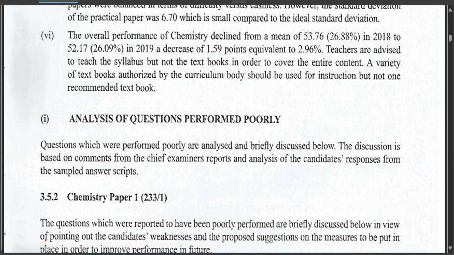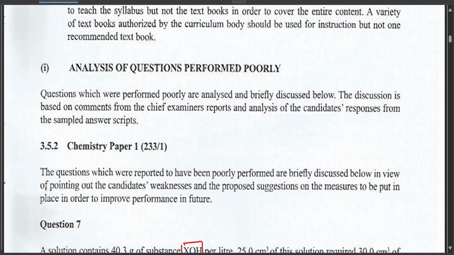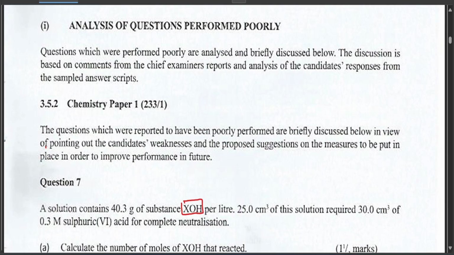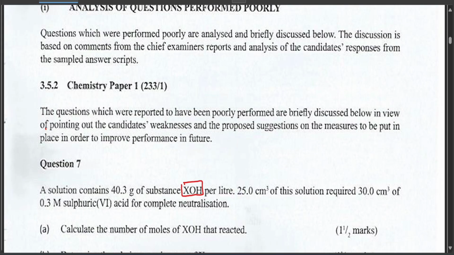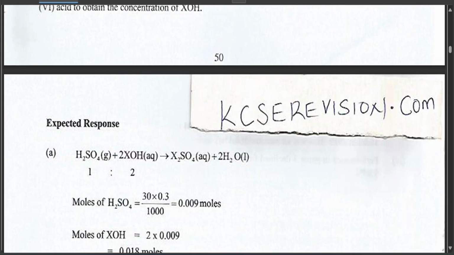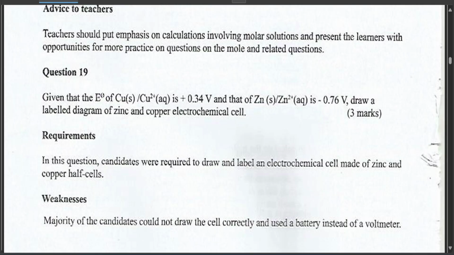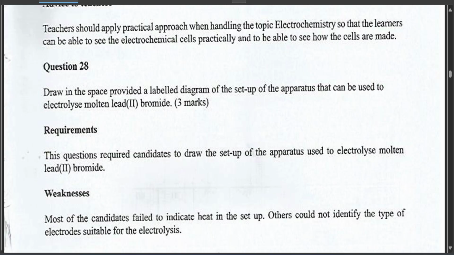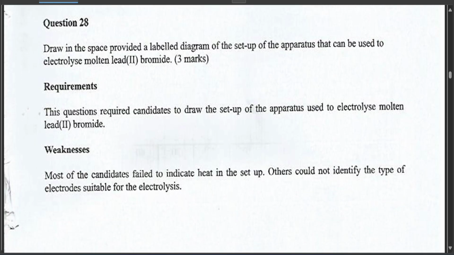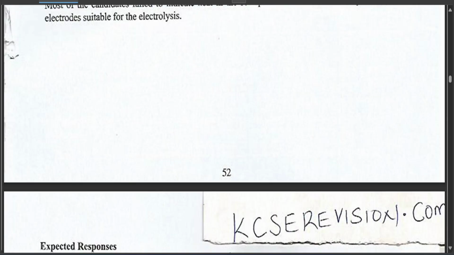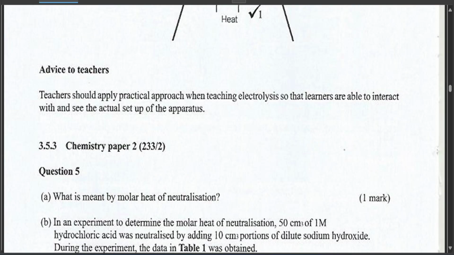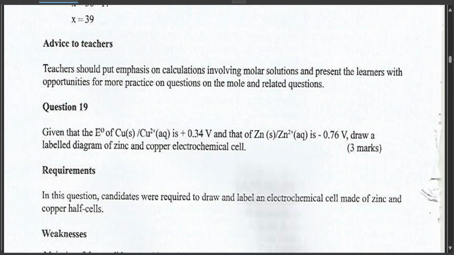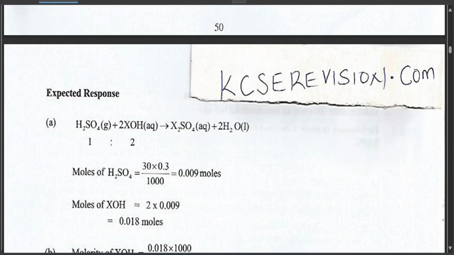So just likewise, we'll start with paper 1. These are the questions that were poorly performed. For paper 1, we had question 7. We also had other questions like question 19, and we also had question 28. It seems that people didn't like to draw at that time. So those were the overall questions that many students got wrong in the exam.